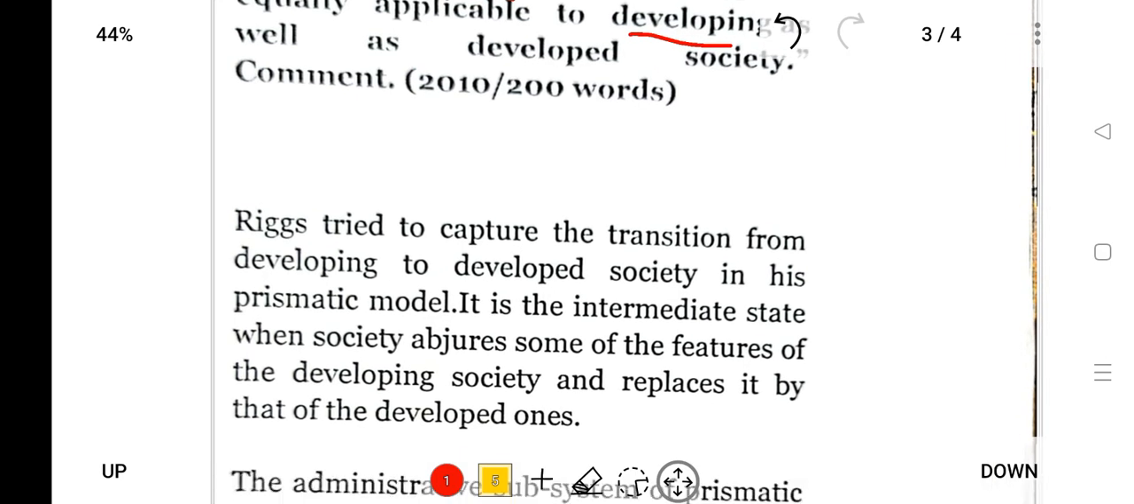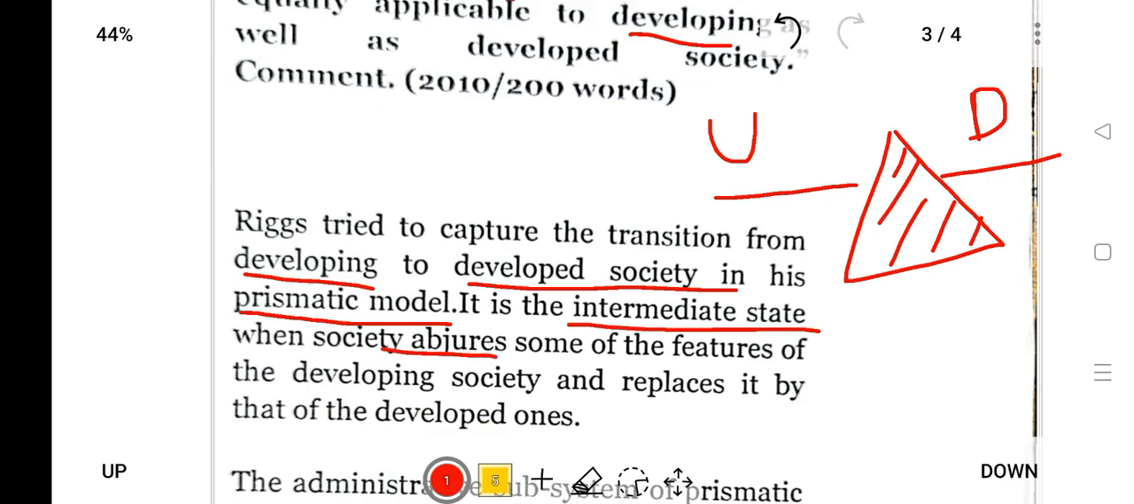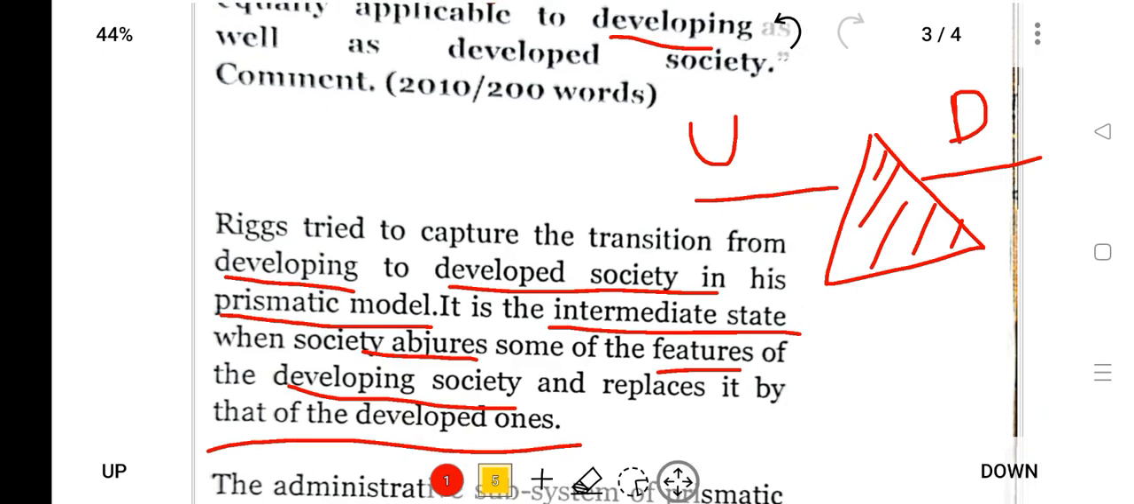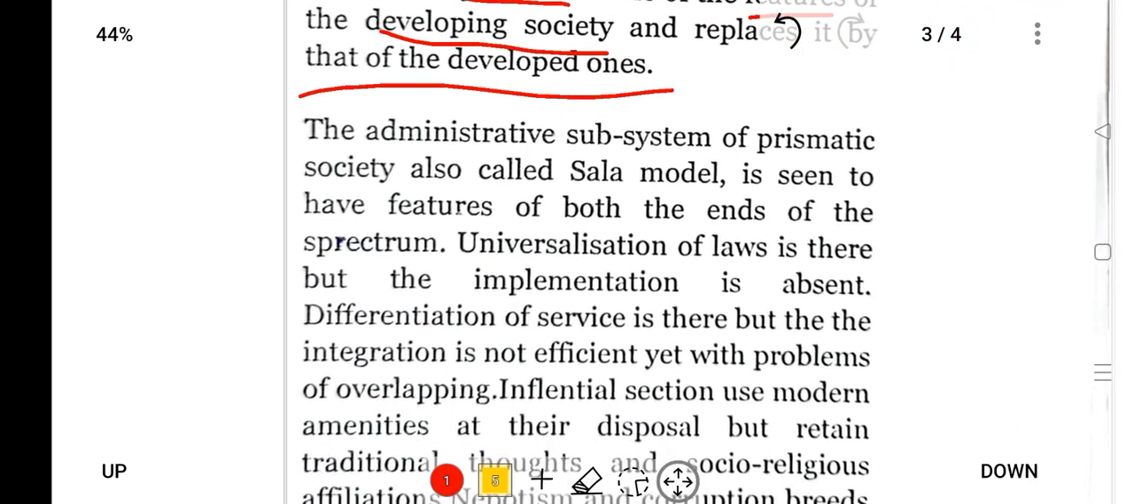In the answer you can write that Riggs tries to capture the transition of a developing to a developed society in his prismatic model. As I have already told you, an underdeveloped society goes on and becomes developed, and in between it is developing. This is explained by the prism. It is the intermediate state when society absorbs some of the features of developed societies and replaces its own with them. The administrative subsystem of the prismatic society is also called the Sala model, and is seen to have features of both ends of the spectrum, both underdeveloped and developed.